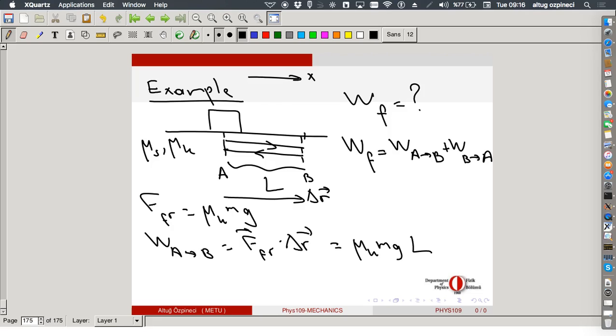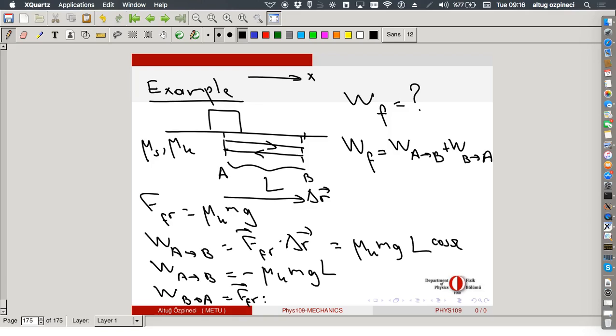From A to B, the object is moving in that direction. The friction force is in the other direction. This is delta R. This is the friction force. The angle between them is 180 degrees, so cosine of pi, which will be equal to minus mu k mg times L.